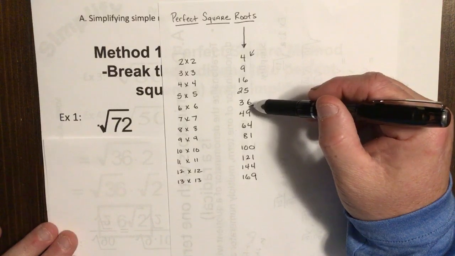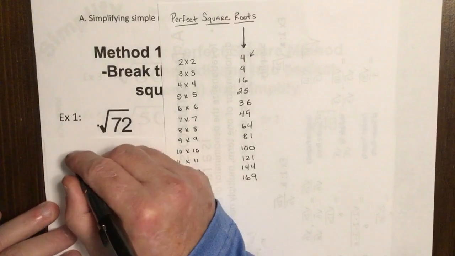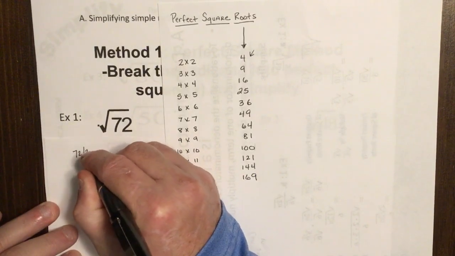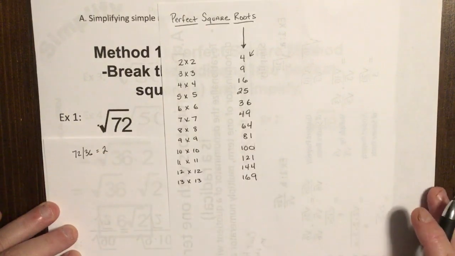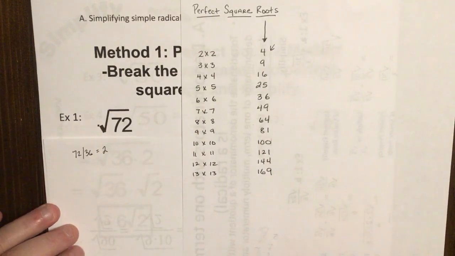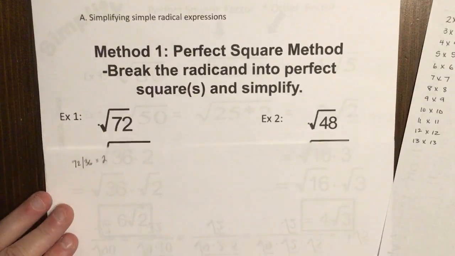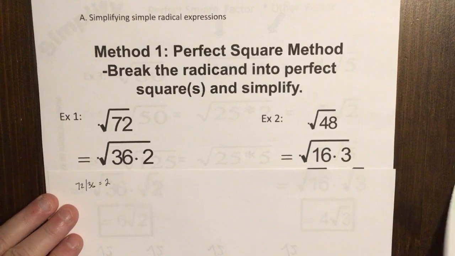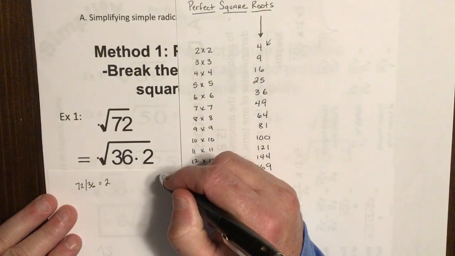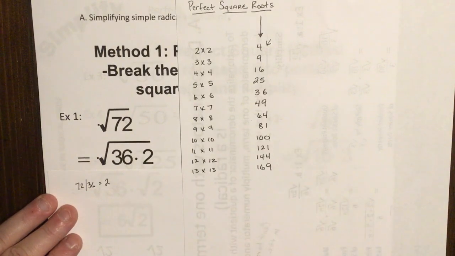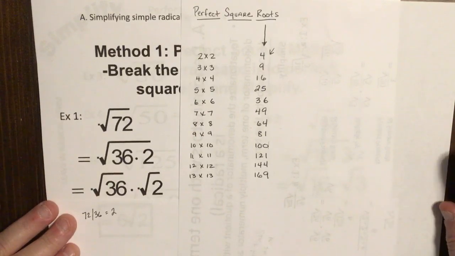36, will 36 go into 72? Well, let's find out. Let's take our calculators and divide 72 by 36, and we end up with 2. Okay, so what we do is write that down like this. We write the square root of 36 times 2, which we also know means the square root of 36 times the square root of 2.